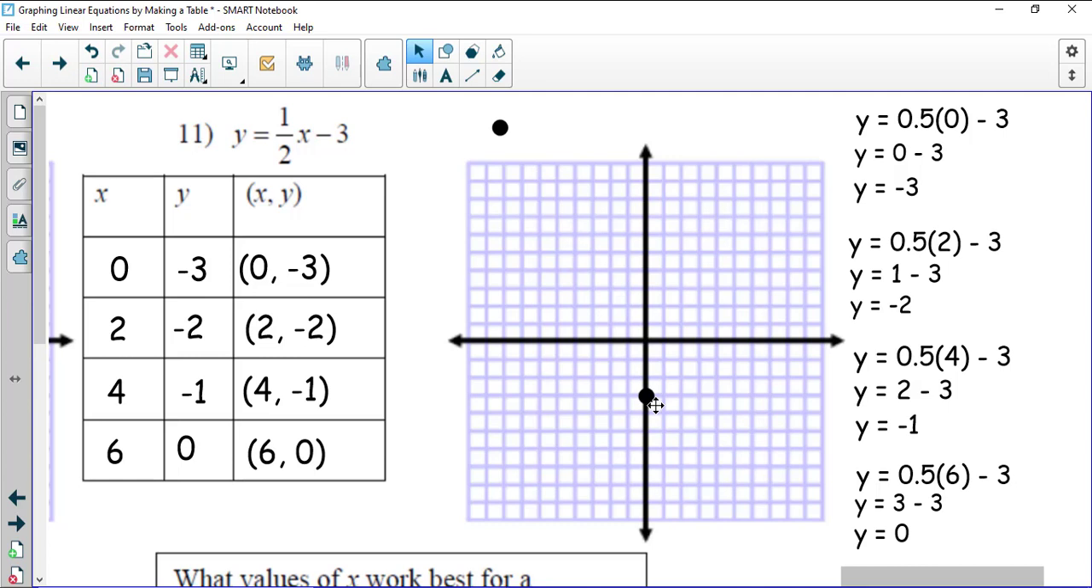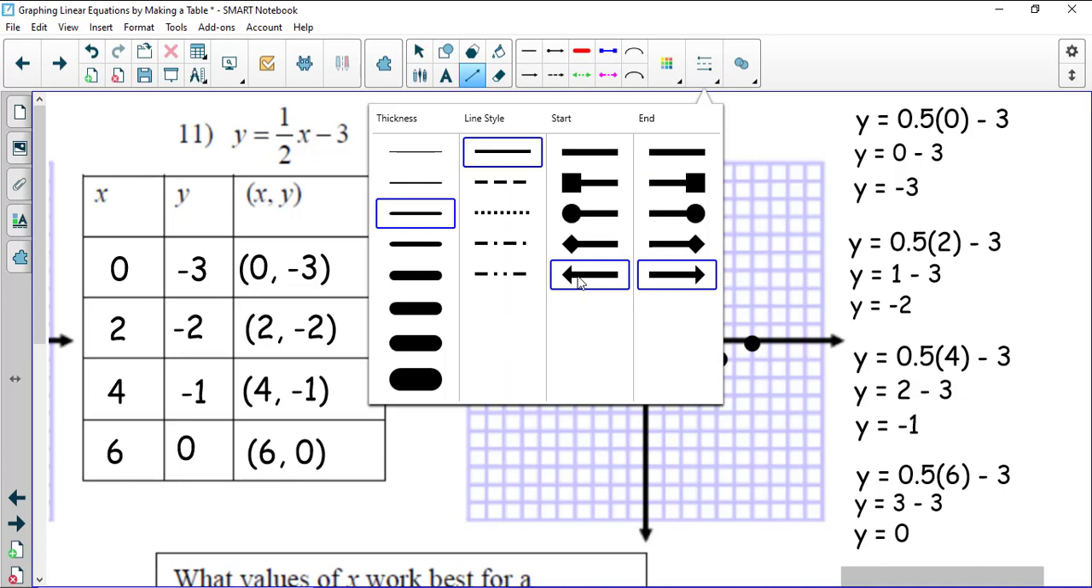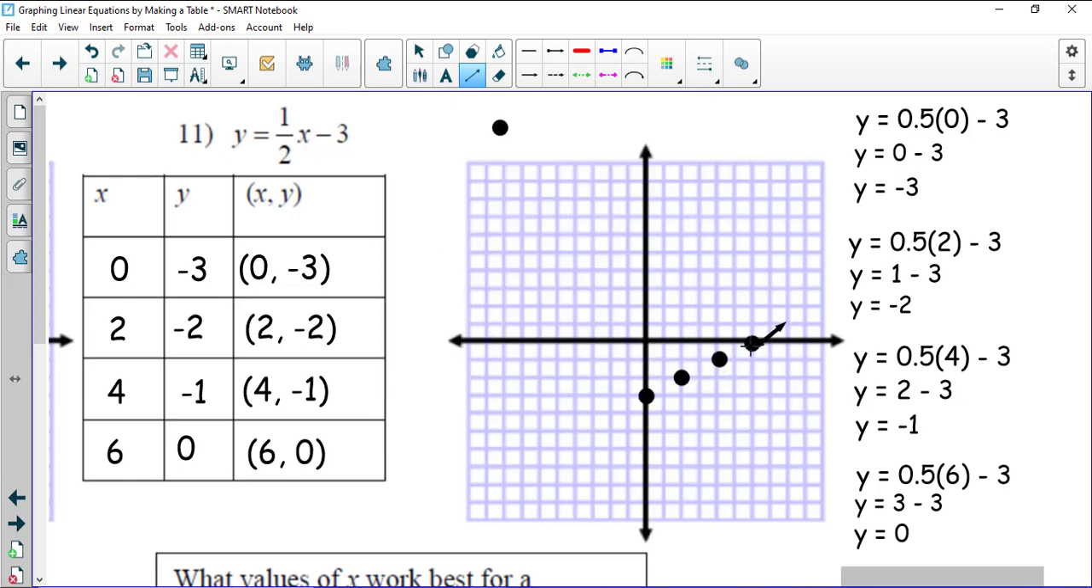0, negative 3 right here. 2, negative 2 is going to be right here. 4, negative 1 right here. And 6, comma 0 right here. We'll go ahead and connect these with a line. Good. And it'll look like this.